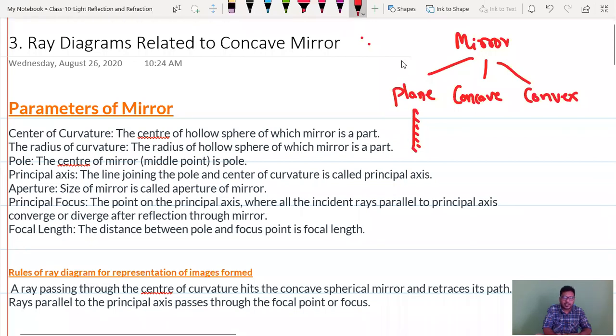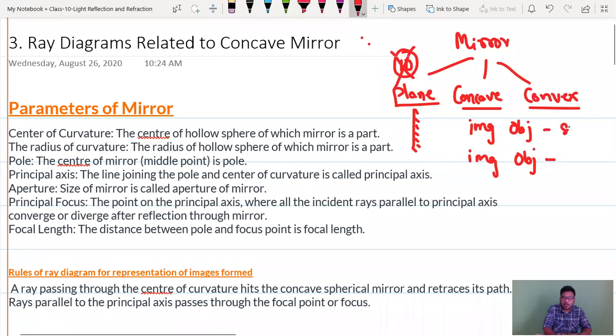So in your grade 10, we are not talking about plane mirror. But while coming to concave and convex mirrors, image sizes and object sizes will differ. Image distance and object distance also will differ. Image and object sizes will change, and image and object distances will change. That's what we are going to see today.